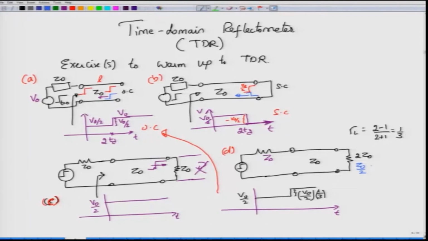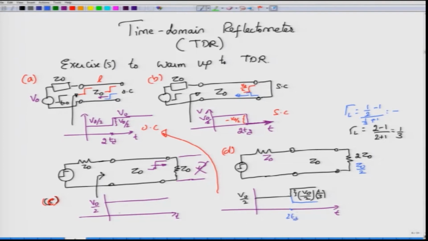Now if I consider the last case where we terminate the transmission line with Z0 by 2, what kind of a voltage do I get? I can find out what gamma L corresponding to Z0 by 2 will be. So that would be half minus 1 by half plus 1. I am not really looking at the answer here, but just to understand that the reflection coefficient will be negative here, and therefore instead of jumping up, you will actually see that there is a jump in the opposite direction. That is, you will actually see the voltage reducing at time 2 TD.